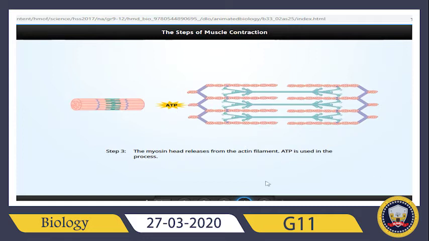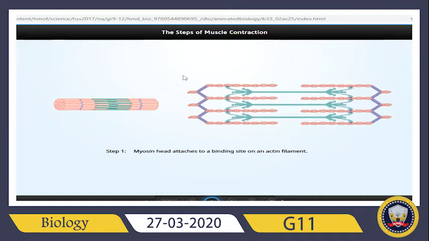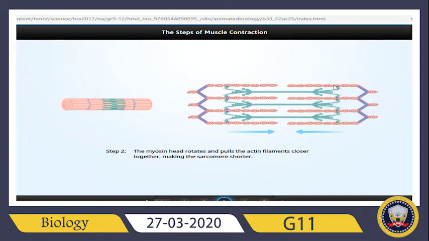So again, let's review this. Now, Z line. This is M line. Actin filament, myosin. This is a binding site between myosin head and the actin filament. During contraction, the myosin will rotate and pull the actin filament inwards toward the center, the M line. Okay? So in this process, ATP will be used.